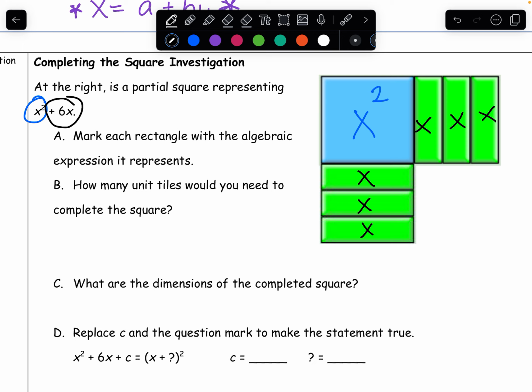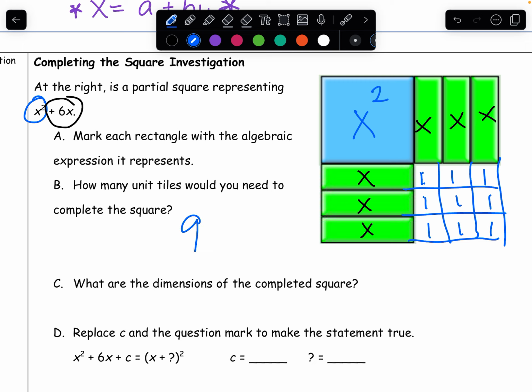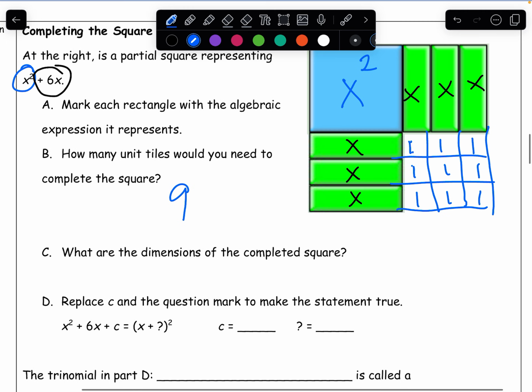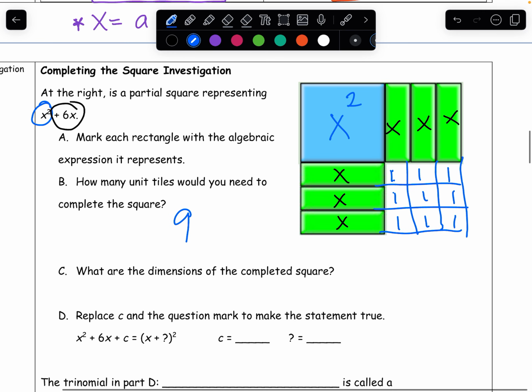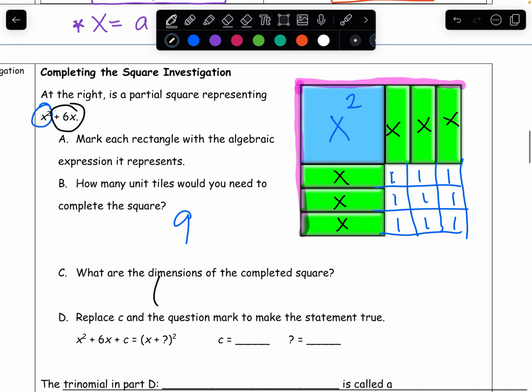And so how many unit tiles would we need to complete this square? 1, 2, 3, 4, 5, 6, 7, 8, 9. Okay, now this is a question that I want you to see. What are the dimensions of the completed square? Hopefully you get x plus 3 squared.